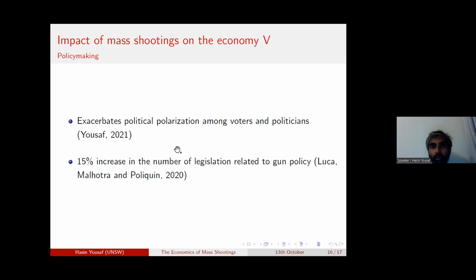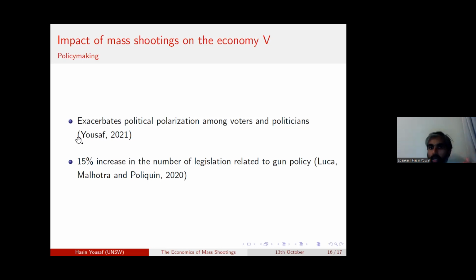Finally, there is evidence of the effect of mass shootings on policymaking, which is directly related to how economics works. So there is evidence of exacerbating political polarization among voters and politicians. This is work I did in 2021, where I found that mass shootings, interestingly, don't make people converge to one belief about what the gun policy on mass shootings should be. In fact, it polarizes people further. It leads to divergence between Republicans and Democrats.